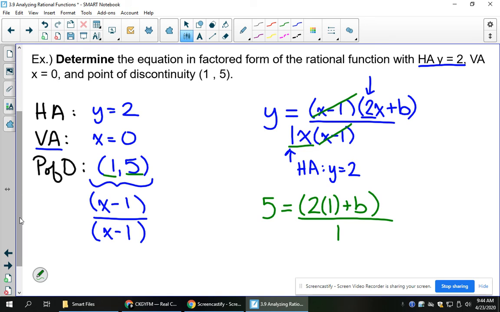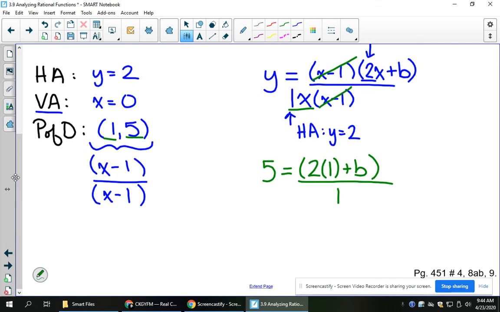In the bottom here, I have 1x left. And I'm going to solve for b. Really, I don't need to write division by 1. I can just pretend like that's not there. Or I can think of this as 1 times 5. 2 times 1 plus b. Do a little algebra. And b is equal to 3.